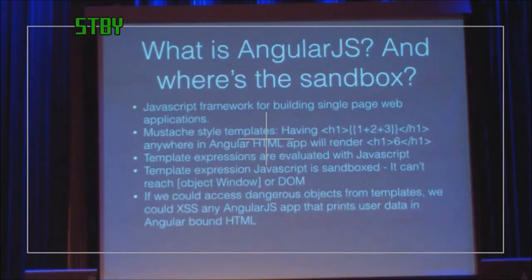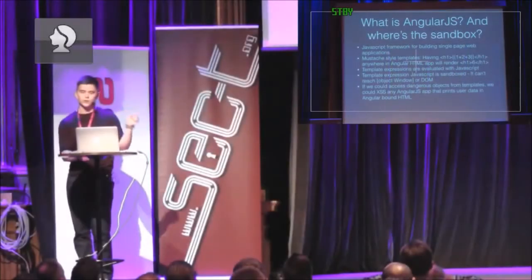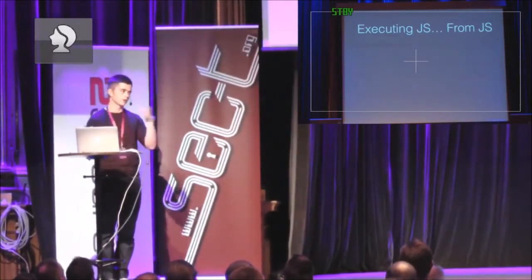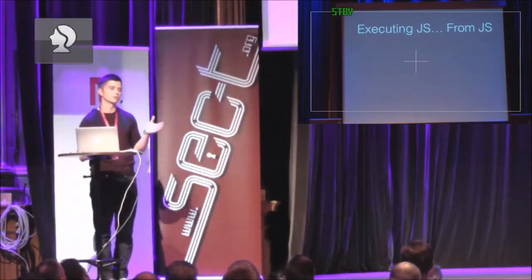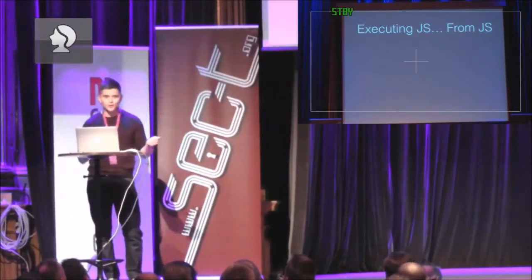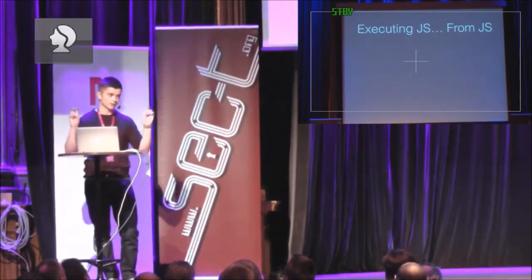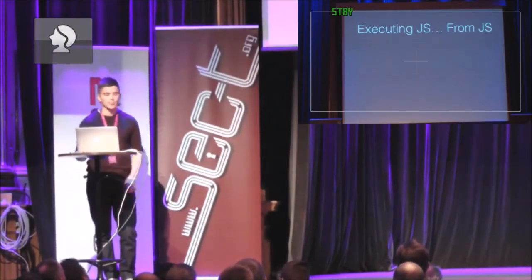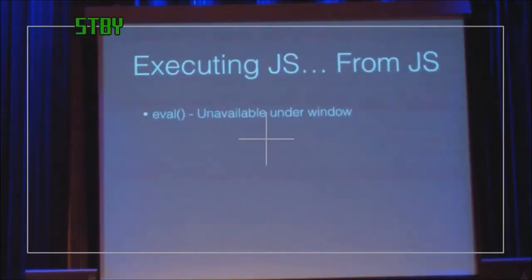Since we can't access these dangerous objects, because it's executed in an empty scope, we need to execute JavaScript from JavaScript. Because if we can execute JavaScript from JavaScript, it will execute in a new scope, which will inherit the global scope, which is window, where we can access all these dangerous objects. So how do we execute JavaScript from JavaScript? We can use eval, but for that we need a window object, so we can't reach that. We can document.write, but that's under document, which is a dangerous object.